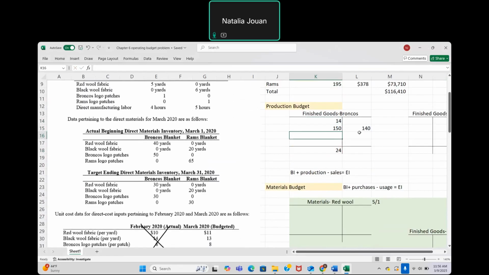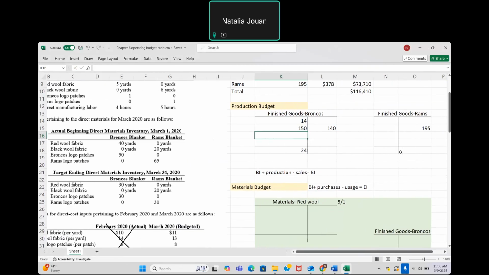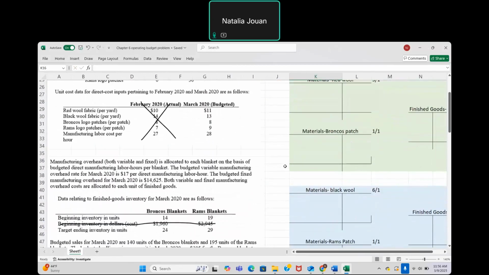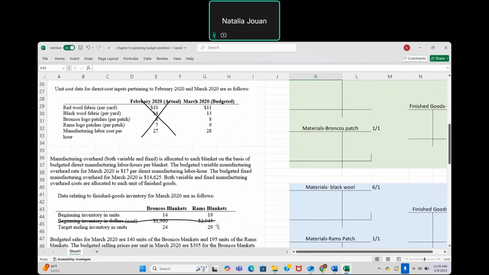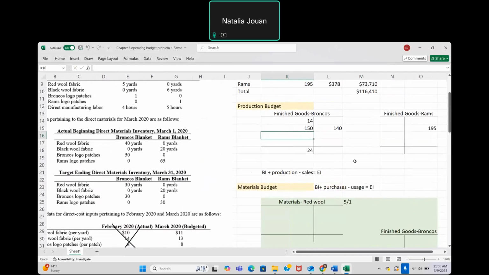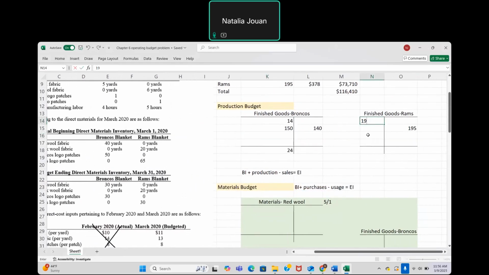Okay. If you can see the logic behind this, this is great. Otherwise, remember that the difference between your credit and your debit equals the difference between your ending and your beginning. So it's a 10 unit difference. You will also see a 10 unit difference here. Now let's see for the Rams, what is the inventory? We have also a 10 unit difference from 19 to 29. So we have 195 plus 29 minus the 19. We need to make 205.